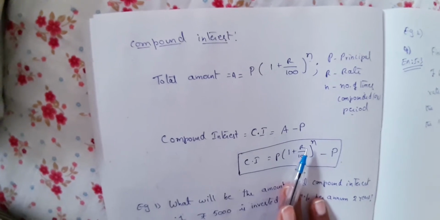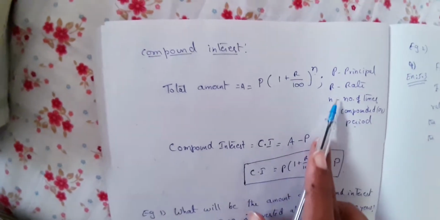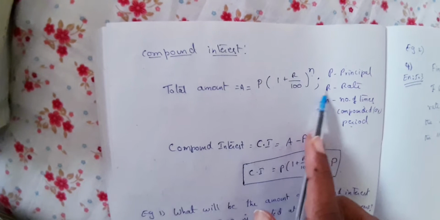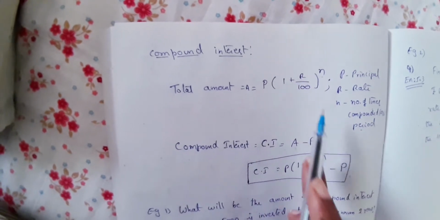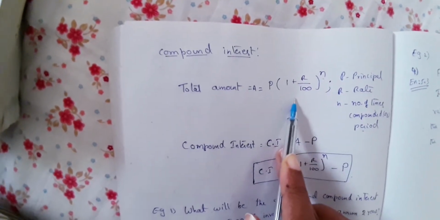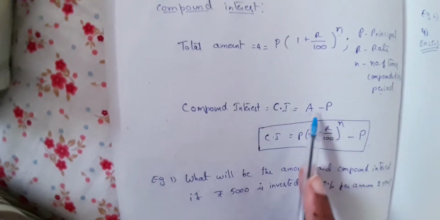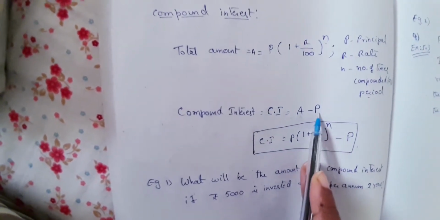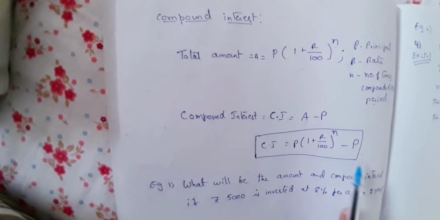So then it will become very much clear for you how to find R and N values before you substitute in the formula. Okay, now compound interest is equal to net amount minus principal amount. Principal means the first amount what we have taken, right?